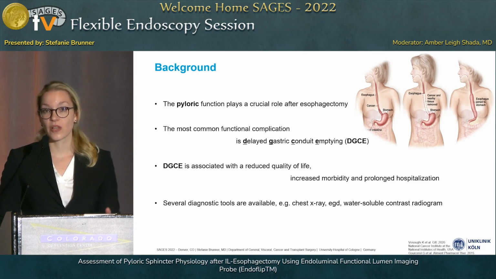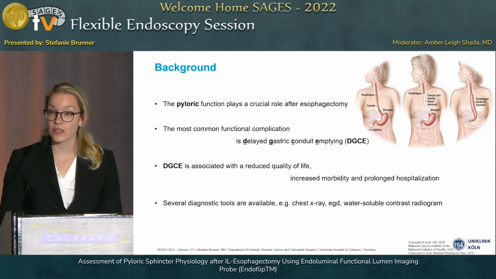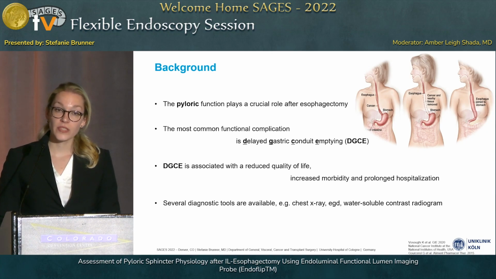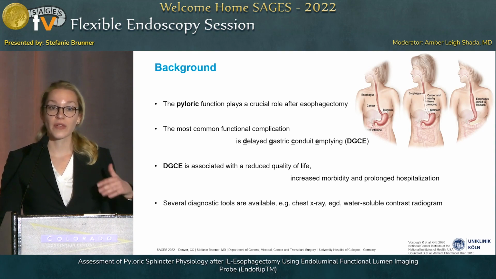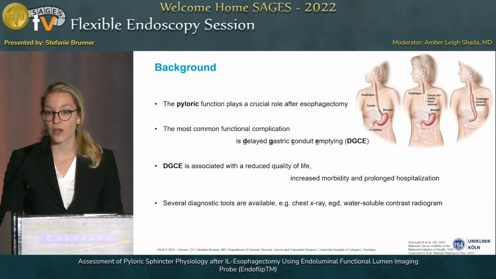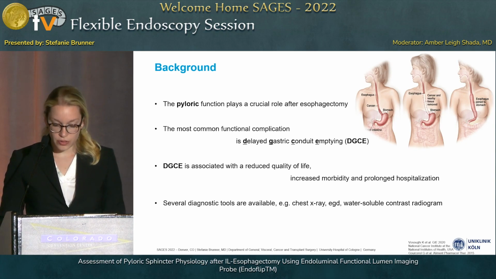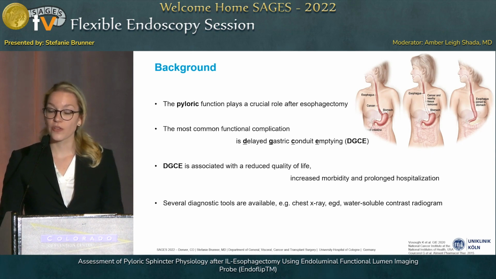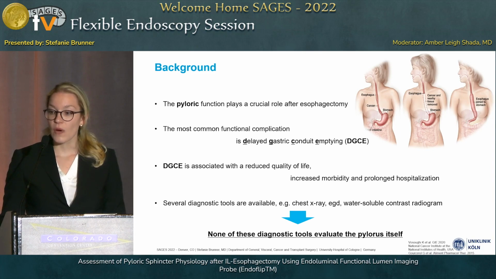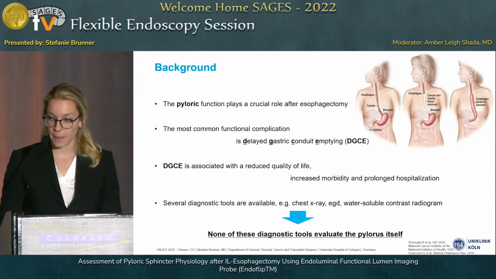The pathophysiology of DGCE is not fully understood. However, the obligatory dissection of the vagal nerve and the altered anatomy of the gastric conduit are proposed to be contributing factors. There are several diagnostic tools to prove the patient has DGCE, like chest X-ray and water-soluble contrast radiogram. However, none of these diagnostic tools evaluate the pylorus itself.